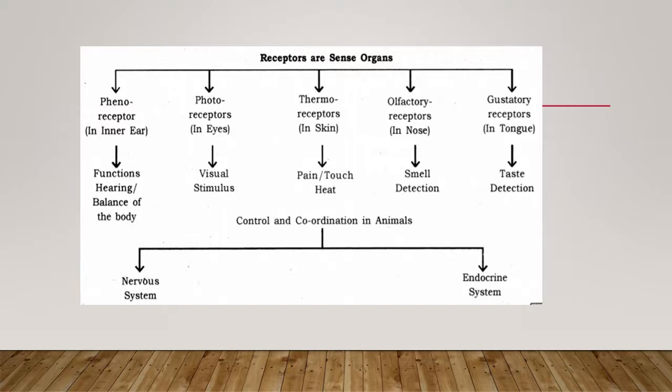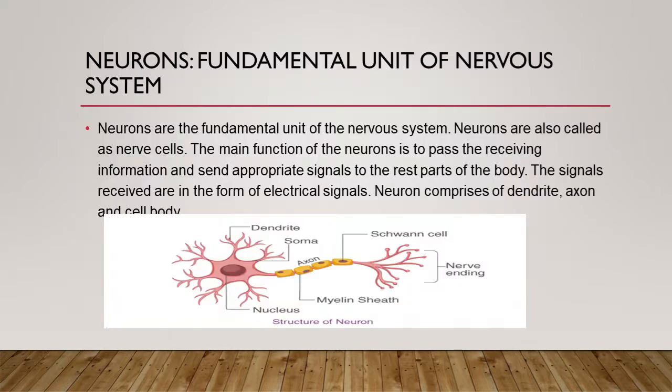So, control and coordination in animals is controlled by the nervous system and the endocrine system. Mug it by heart. Now, neurons. Neurons are the fundamental unit of the nervous system. Neurons are also called nerve cells.